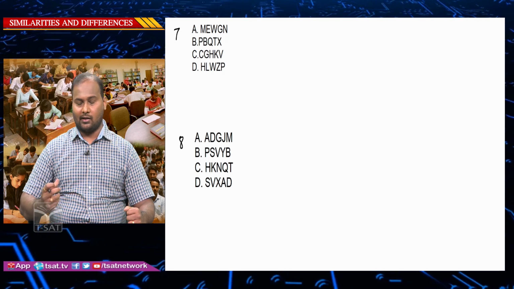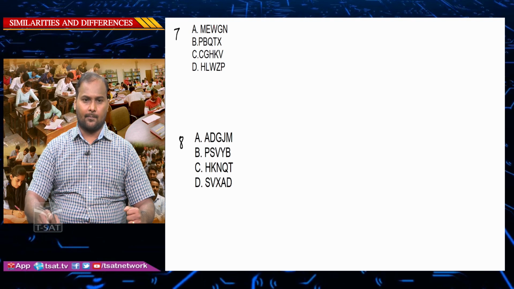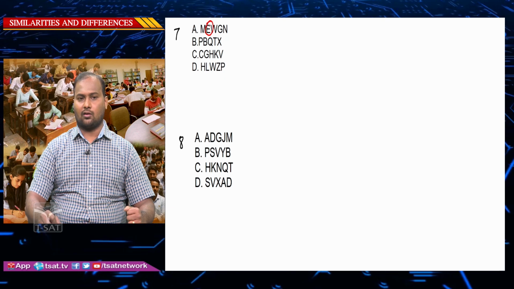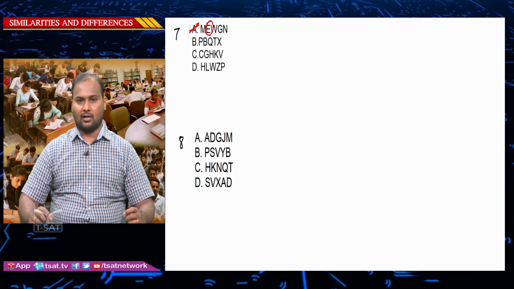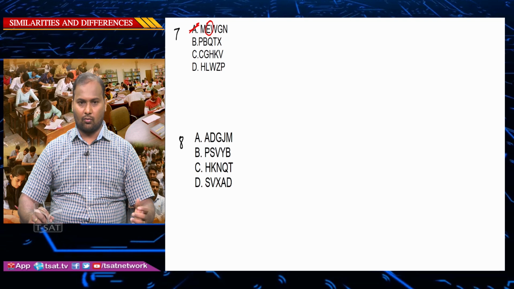So what I need to take here is, if you clearly observe the letters in option A, E is the only vowel. E is the only vowel in option A, and in the remaining 3 options, there are no vowels at all. So the similarity of the remaining 3 options is that there are no vowels.